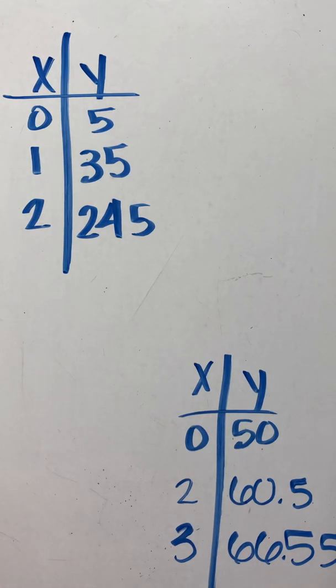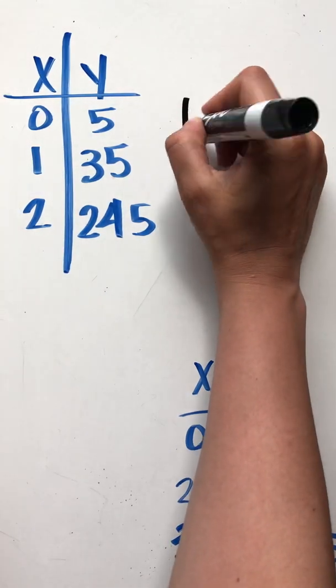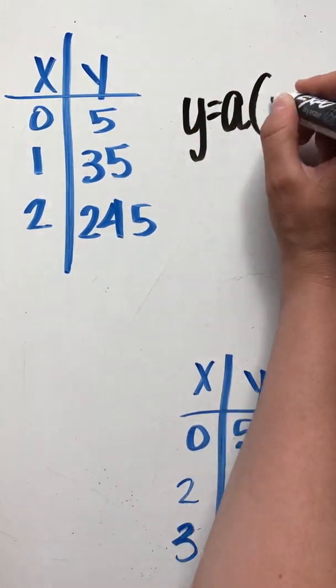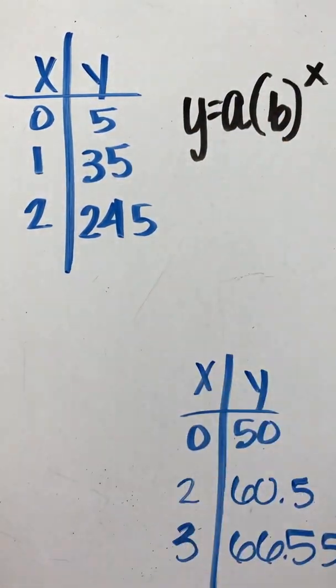This is a video for number 4 in the knowledge check. It's solving, well, not really solving, it's finding exponential equations given a table. So exponential equations are in the form y equals a times b to the power of x.